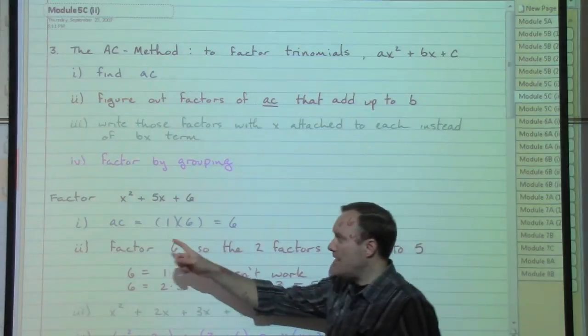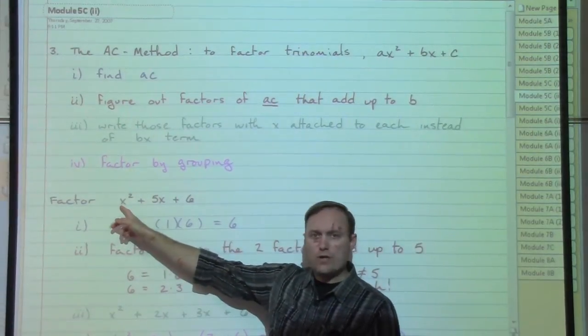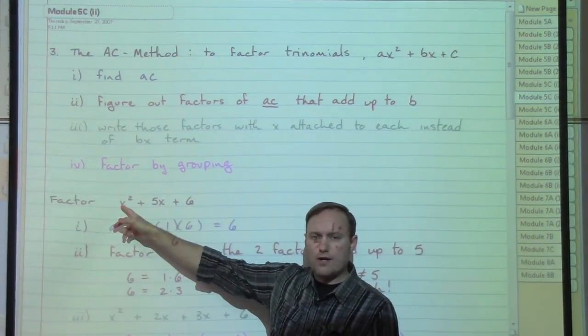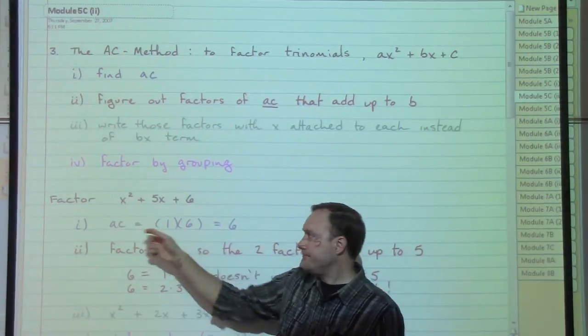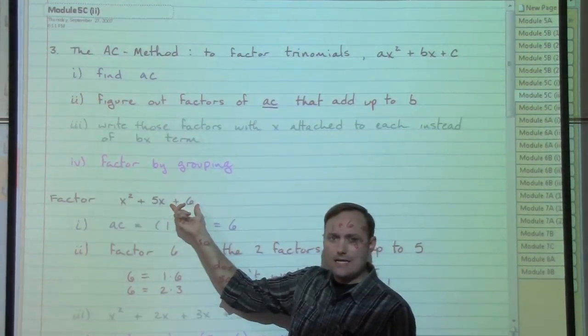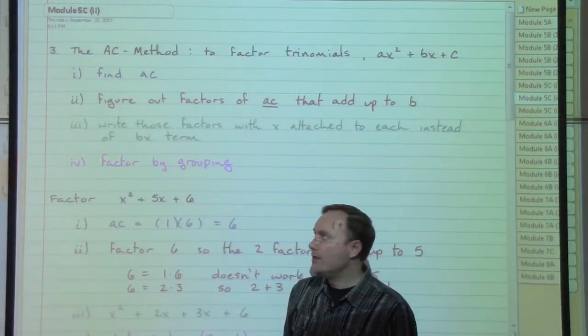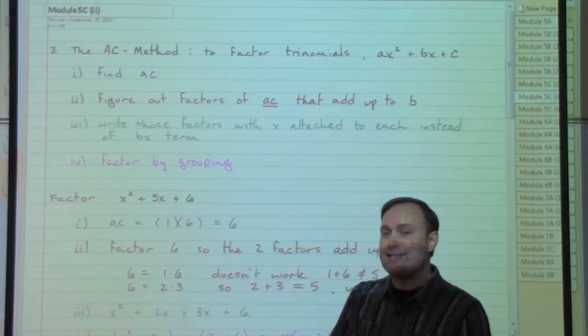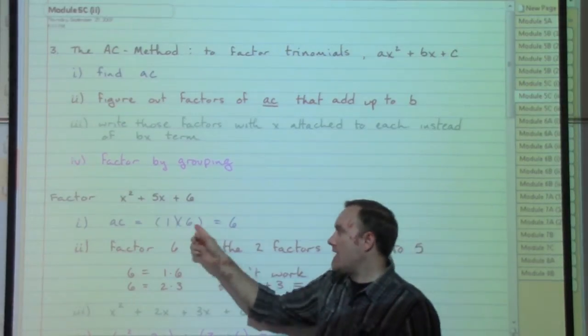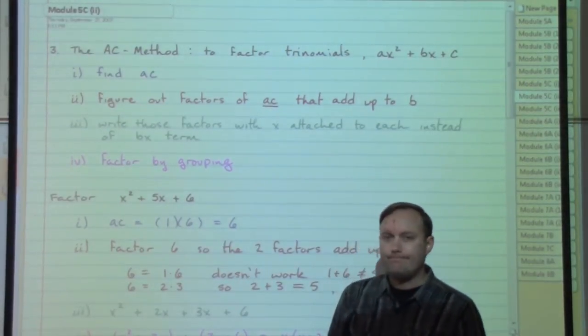In this first example, since we do not have any other number in front of our x squared, we consider the a as 1, and the c is a positive 6. So the first step says find AC, meaning a times c. 1 times 6 is 6.